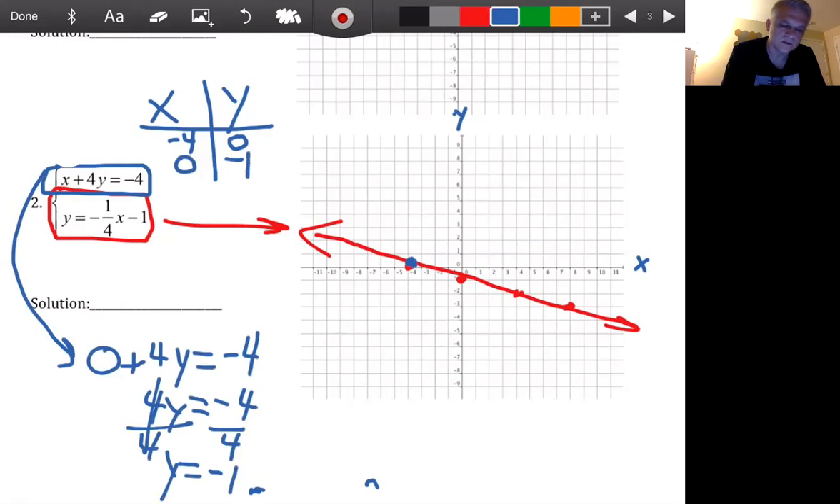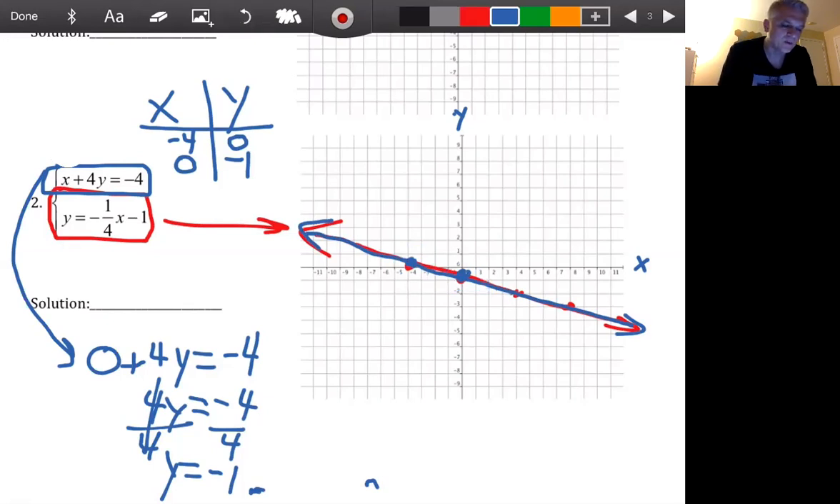Negative 1. Yeehaw. Well, look at that second point. If I connect those, look at that. It's the same line. The red and the blue are the same line. So if I had gone through and solved for y with this one, it would have come out to y equals -1/4 x minus 1, believe it or not. So these are just two different ways to write one line, which means that at every point, we found two of them already, -4, 0, and 0, -1.